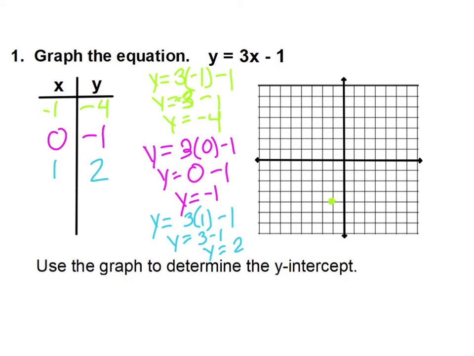And then 0, -1 would go here. And then 1, 2, so to the right 1 and up 1, 2. And now I'm going to connect the dots. If you can, I would use a ruler so your line is straight.